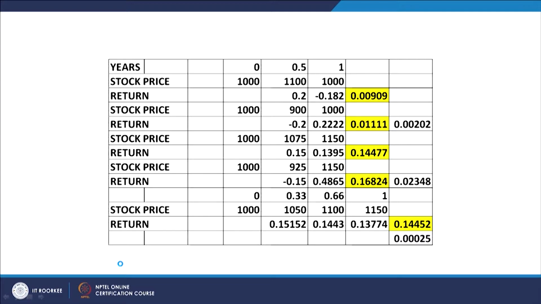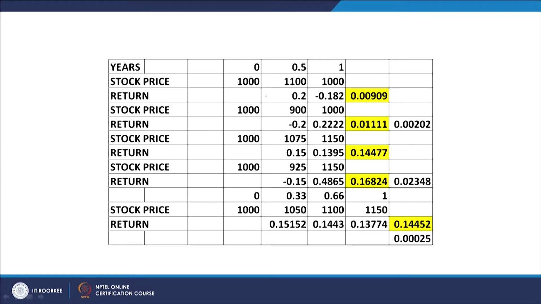Now, suppose we split this full period of 1 year into two parts of 6 months each, 0 to 6 months and then 6 months to 12 months, and we find that at the end of 6 months the stock price has jumped up to 1100 and then again it has come down to 1000. We work out the returns for the first 6 months and for the second 6 months. What do we find?